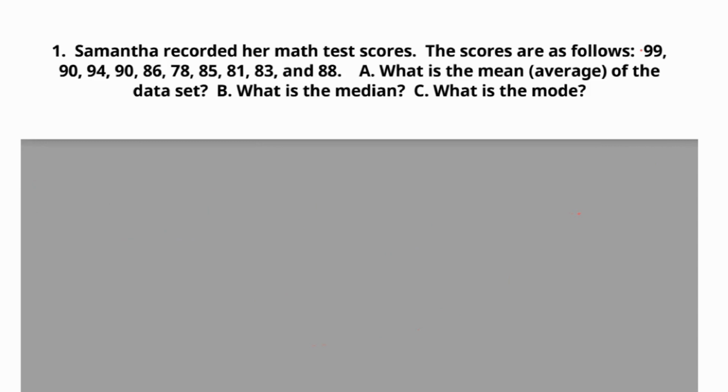Okay, so now we're going to find our median. Remember, your median is the number that is in the middle of your set of data. But again, you have to put them from least to greatest. So I'm going to scan through these numbers and see that my smallest number is 78. That's out. I like to cross it out to help me remember which numbers I've used. My next smallest number is 81.